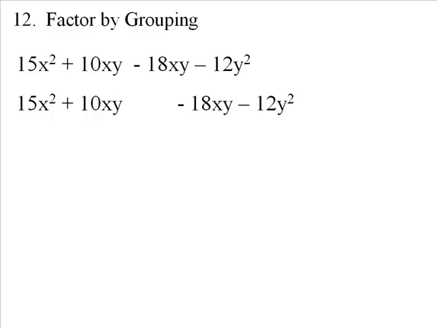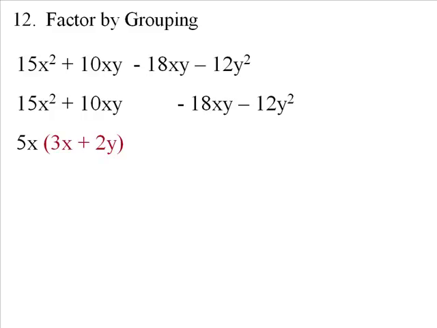On the 2 on the left we can factor a 5x out. So if we factor 5x out, we'll have 5x times 3x plus 2y. Do you see 5x times 3x is 15x squared? And do you see 5x times 2y is 10xy?